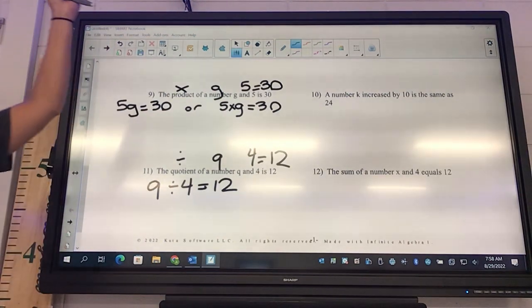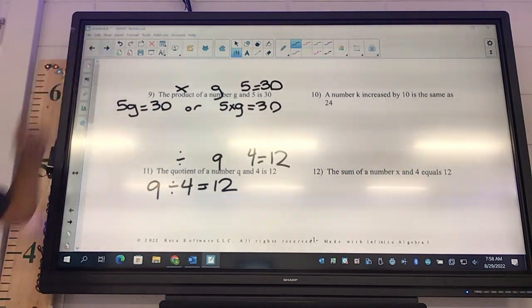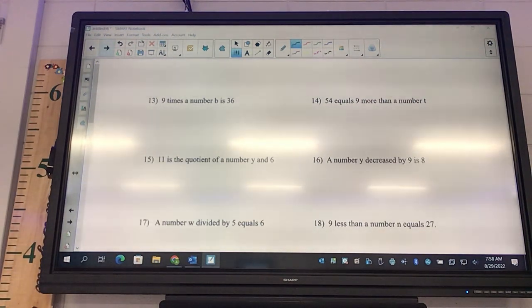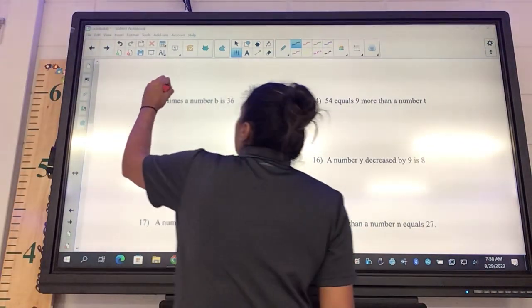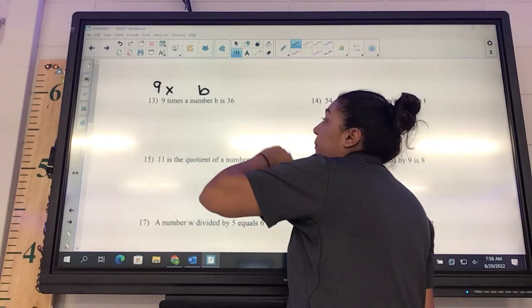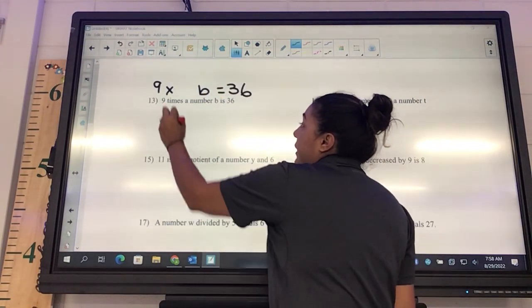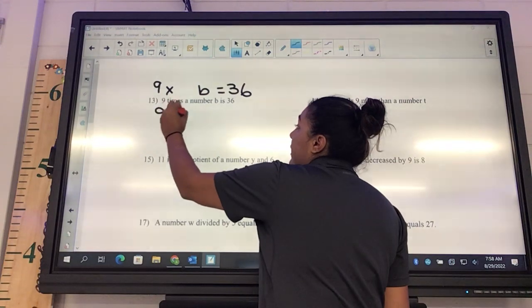Can I scroll? 9 times a number b is 36. What's times mean? Yep. A number b, what's is mean? Equals 36. Okay, so you can say 9 times b, or you can say 9b.